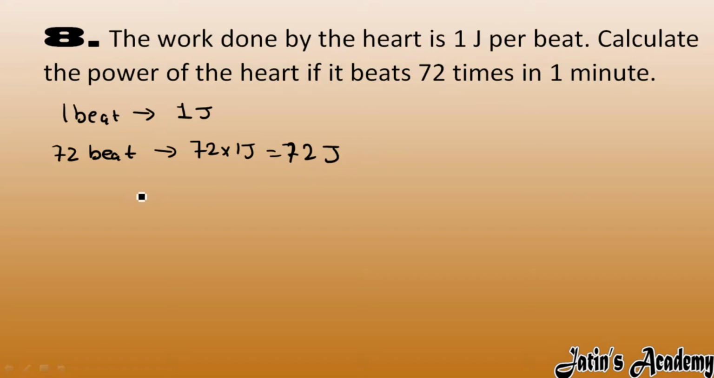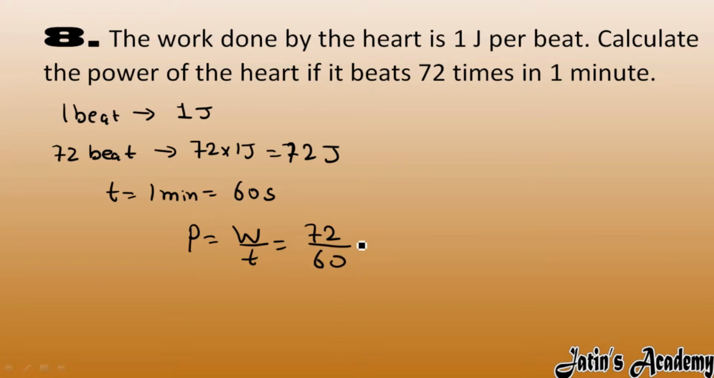Now time is given as 1 minute. In 1 minute how many seconds are there? 60 seconds are there. So power formula we have work done per unit time. Work done in this case we have 72 joule and time we have 60 seconds. Now cancel it out. We will get 1.2 watt. So power developed by a heart in 1 minute, which beats 72 times, is 1.2 watt.